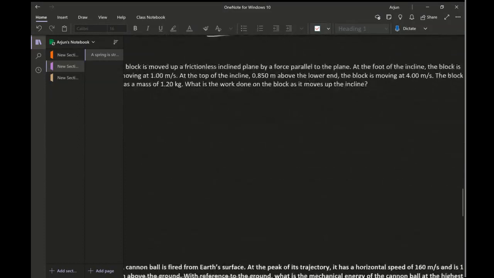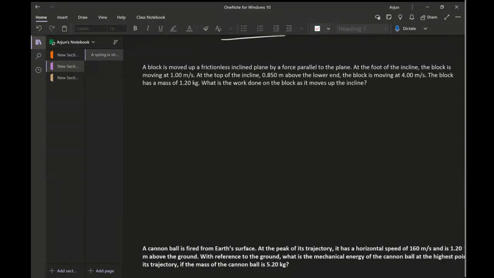So let's look into one of the examples on mechanical energy. A block is moved up a frictionless inclined plane by a force parallel to the plane. At the foot of the incline, the block is moving at 1 meter per second. So this is the block at the foot. It is moving at 1 meter per second.